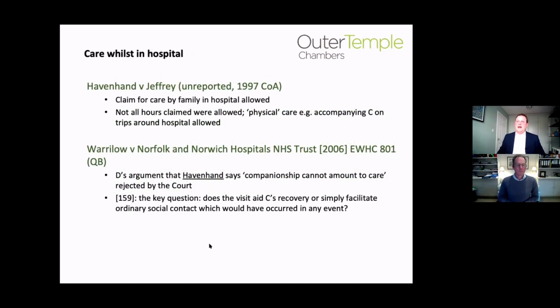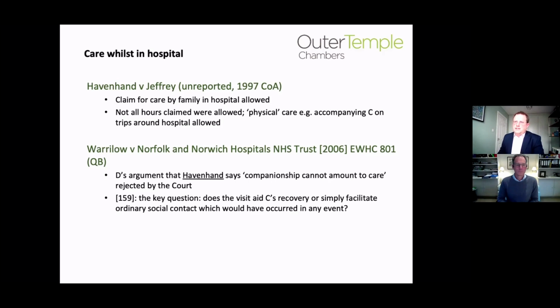Thank you, Jonathan. The first issue I'm looking at is claims in respect of care provided by family whilst the claimant is in hospital or another medical care facility. It may be considered that a claimant should not be entitled to recover damages for gratuitous care during the period when the claimant is in hospital receiving treatment from trained professionals.